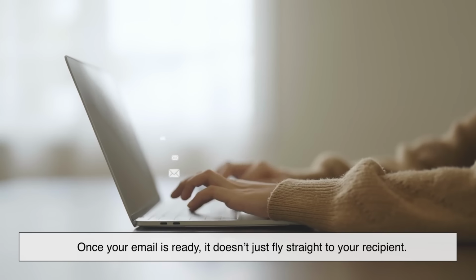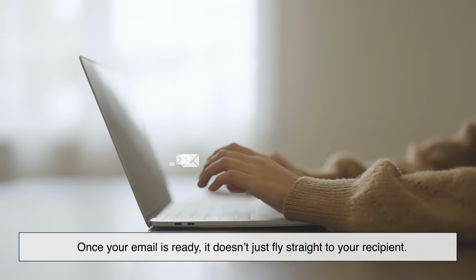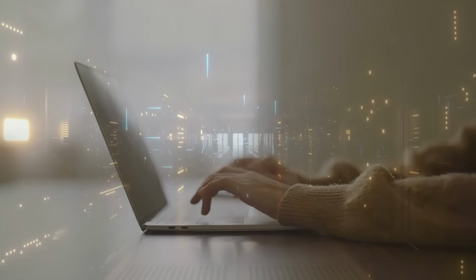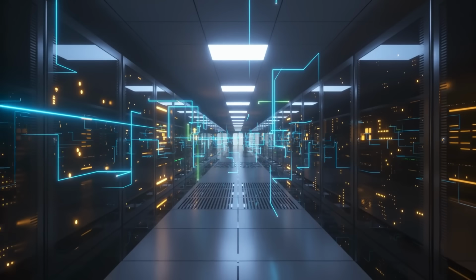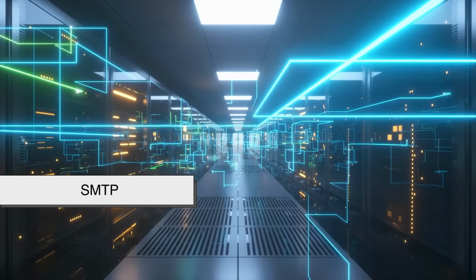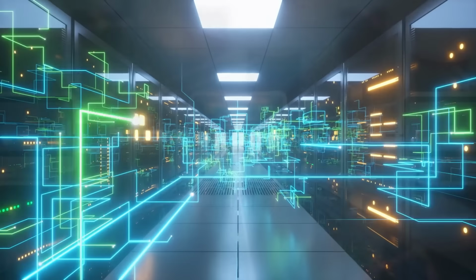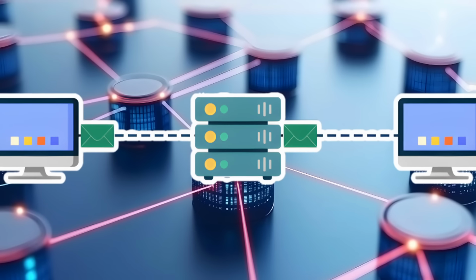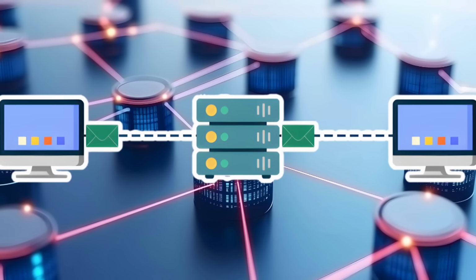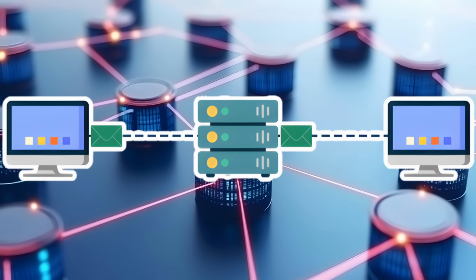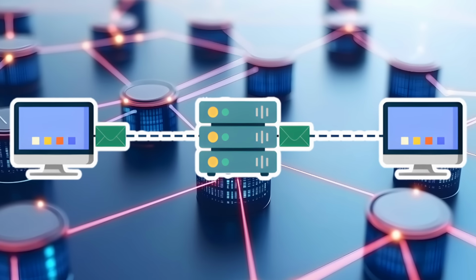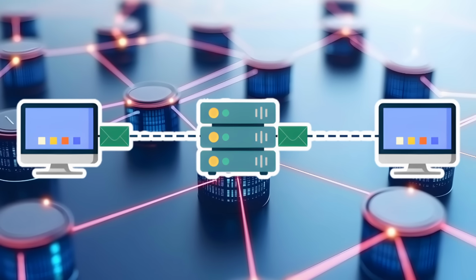Once your email is ready, it doesn't just fly straight to your recipient. It first goes through a server using a protocol called SMTP, which stands for Simple Mail Transfer Protocol. You can think of SMTP as the post office of the digital world. It receives your email, figures out where it needs to go, and starts moving it along.